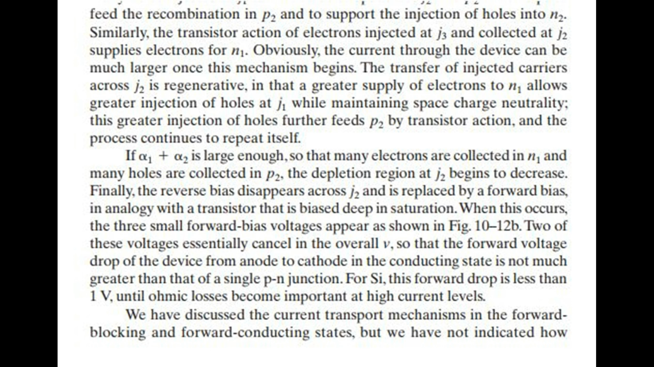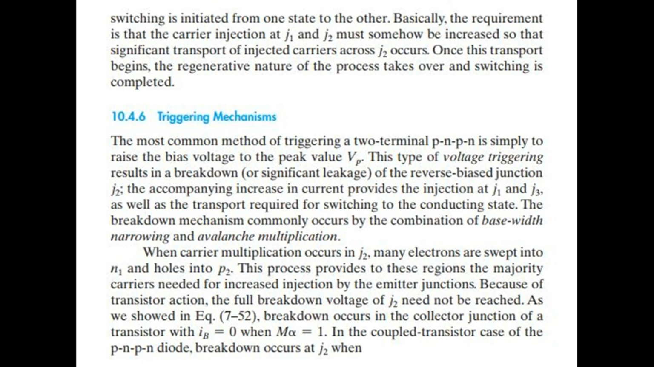We have discussed the current transport mechanisms in the forward blocking and forward conducting states, but we have not indicated how switching is initiated from one state to the other. Basically, the requirement is that the carrier injection at J1 and J3 must somehow be increased so that significant transport of injected carriers across J2 occurs. Once this transport begins, the regenerative nature of the process takes over and switching is completed.